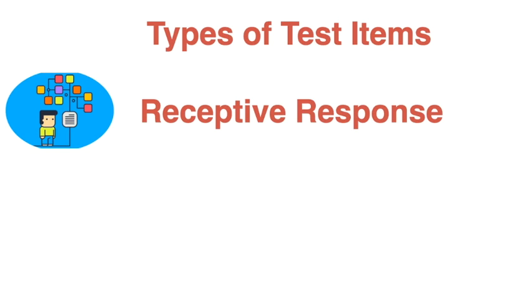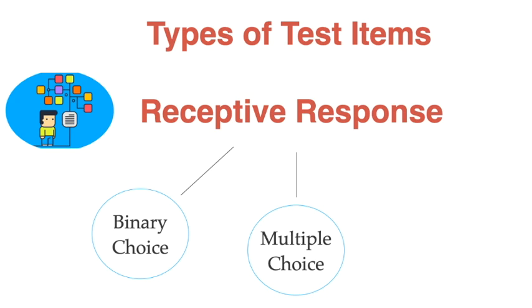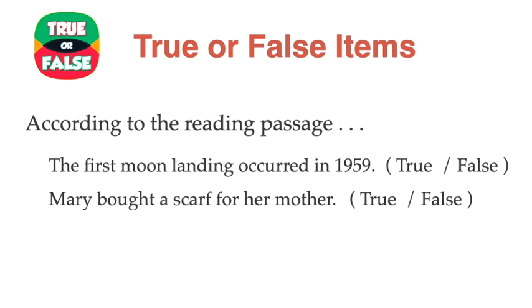You are no doubt familiar with receptive response items because they are the predominant item style in both commercial English proficiency tests, such as TOEIC and ACAN, as well as school tests designed by teachers. The most popular styles are binary choice, multiple choice, and matching. In this module, we will focus on multiple choice items, but let's first take a quick look at the other two types. The most common binary choice item style is the true or false item.